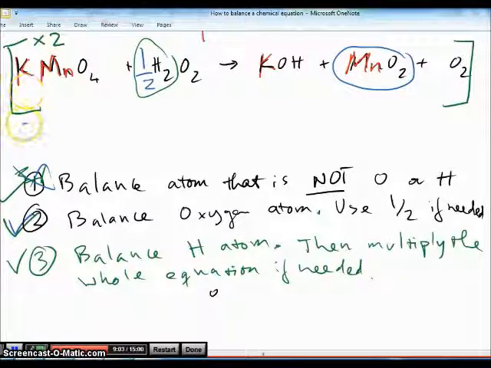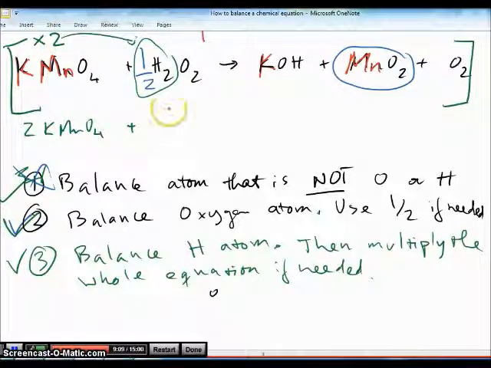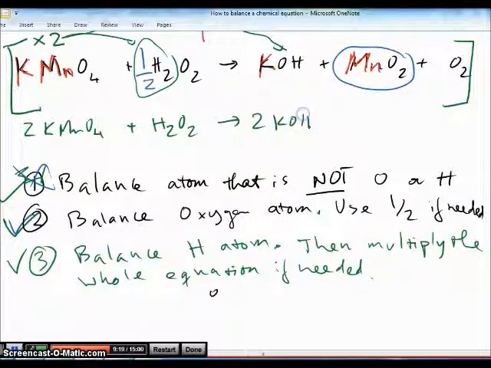So if you multiply by 2, what does that mean? That means you have 2 KMnO4 plus 2 multiplied by 1/2 is just 1, so you have 1 H2O2. 2 multiplied by KOH, you have 2 KOH. 2 multiplied by MnO2, so 2 MnO2. That's 2 multiplied by this.